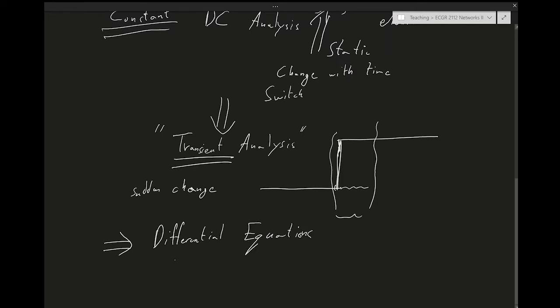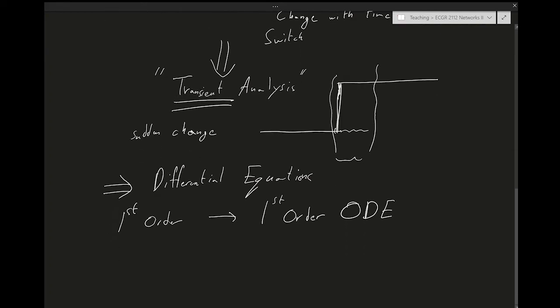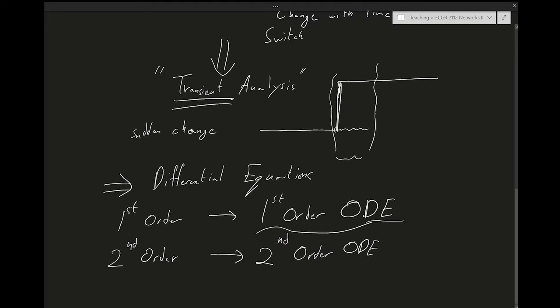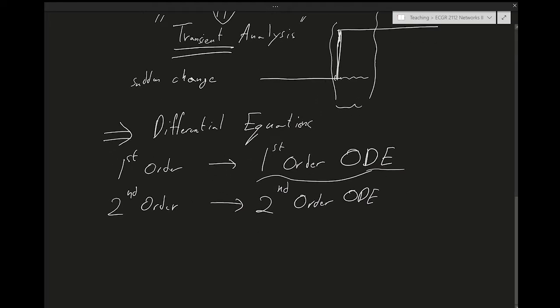And for first order transients, we're going to study first order ordinary differential equations. This is the mathematical language that is used to study those kinds of transients. And after that, we will move to second order, in which we will solve those systems, or circuits, using second order ODEs.